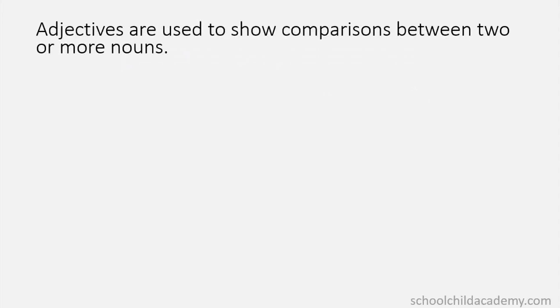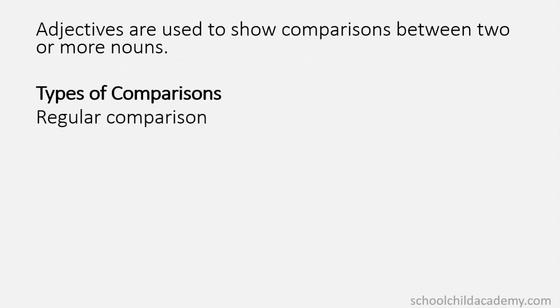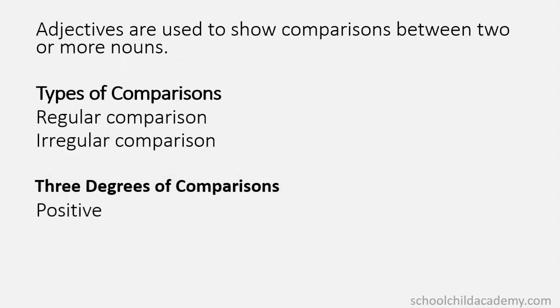Adjectives are used to show comparisons between two or more nouns. There are two types of comparisons in adjectives. These are regular comparison and irregular comparisons. Each of these has 3 degrees. The degrees are positive, comparative, and superlative.